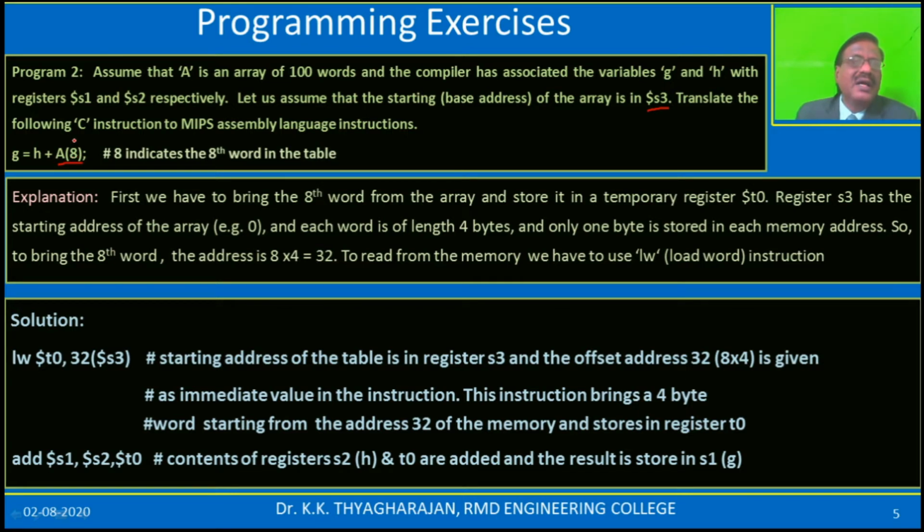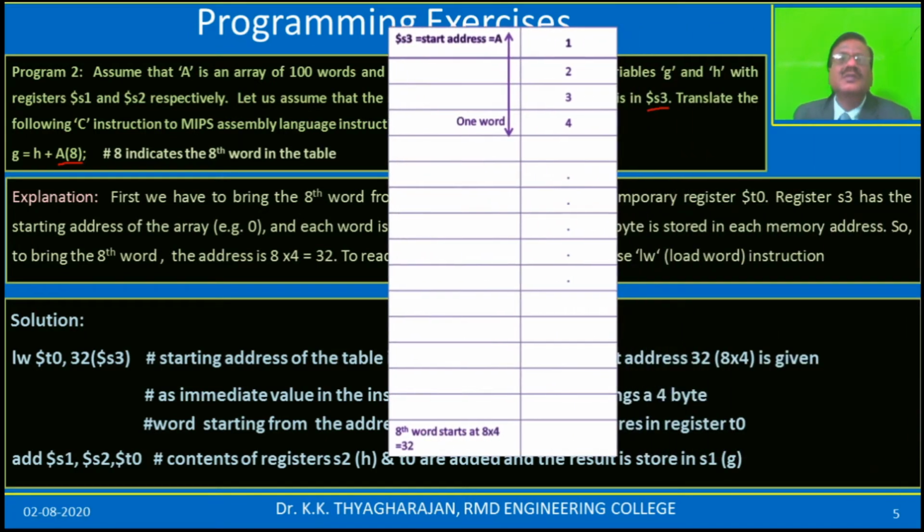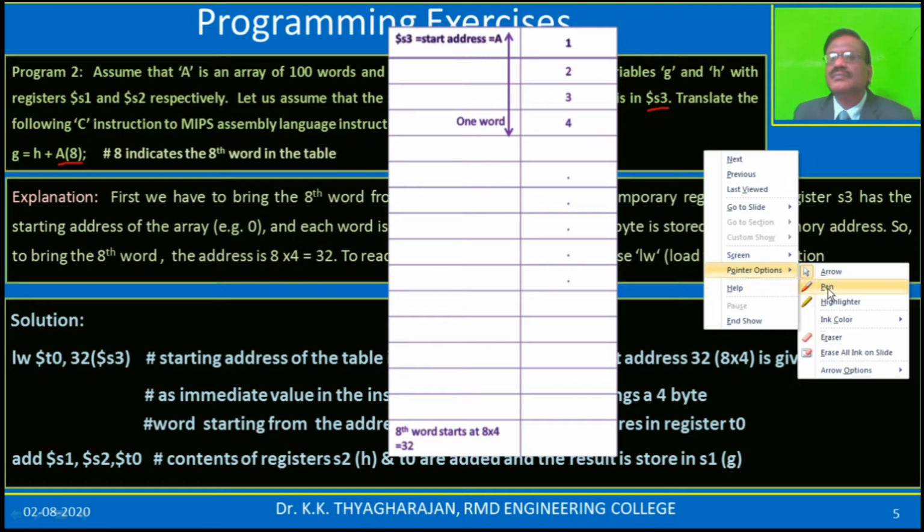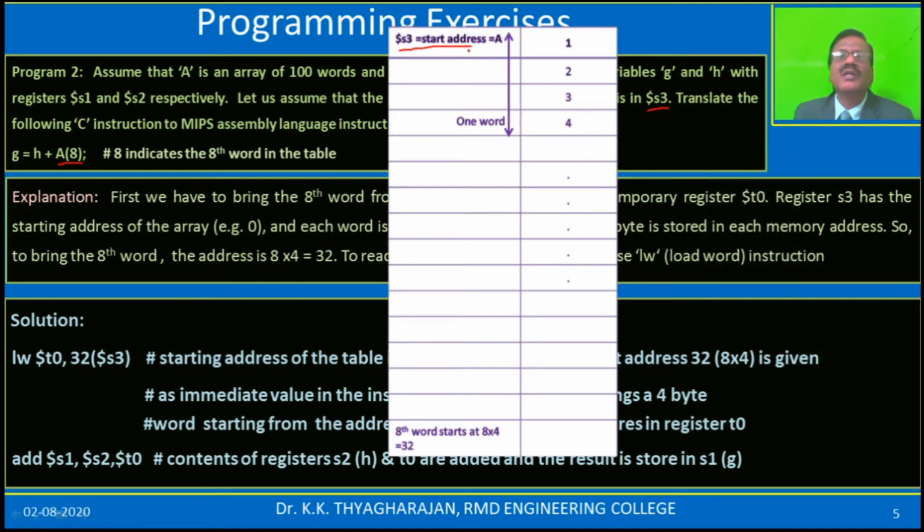Anyway, the index of the array will start with 0. So 0, 1, 2 like that. So we have to compute the 8th element. For that, first you should understand the array. So the base address or the starting address of the array is stored in S3. S3 is having the starting address. That means the index value is 0.